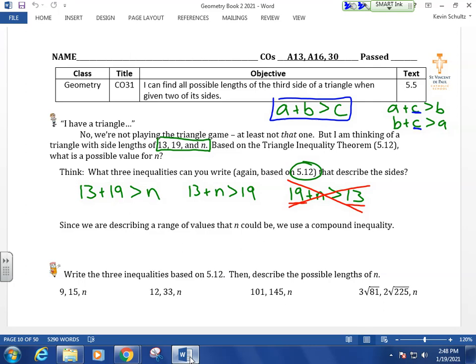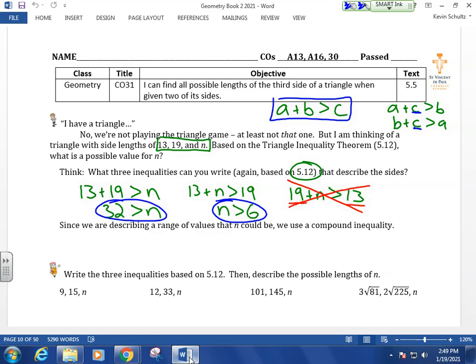So we're really going to be focusing on these two inequalities here. 13 plus 19, or if we simplify that, 32 is greater than n. And our second one, 13 plus n is greater than 19. If we subtract 13 from both sides to solve for n, we get n is greater than 6. What these two inequalities give us now is a compound inequality, a range of values that n can be. n has to be both greater than 6 and less than 32.